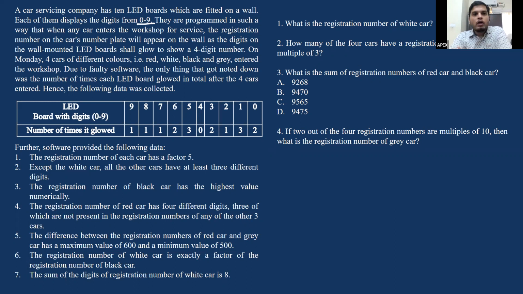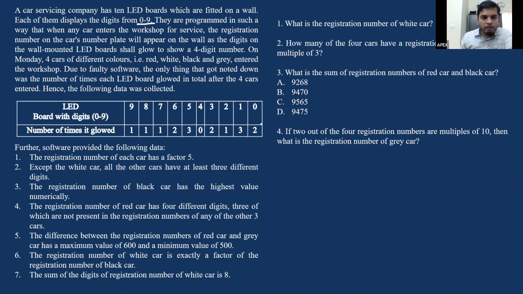Okay. So on Monday, 4 cars of different colors, that is red, white, black, and gray, entered the workshop. Due to faulty software, the only thing that got noted down was the number of times each LED board glowed in total after the 4 cars entered. Hence, the following data was collected. So the numbers on the cars were a 4-digit number. So you have 4 cars, so you need to have 16 numbers in total. So 1 plus 1 plus 1, 3, 3 plus 5, 3 plus 2, 5. 5 plus 5, 10, 10 plus 6, 16.